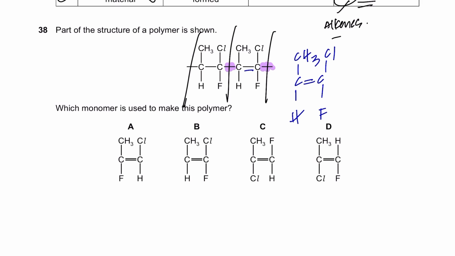These 2 bonds are removed, and in place of those bonds you'll have a double bond. So what is the structure? If you check this out, B is the right option. C3H, Cl, and F. Yes.